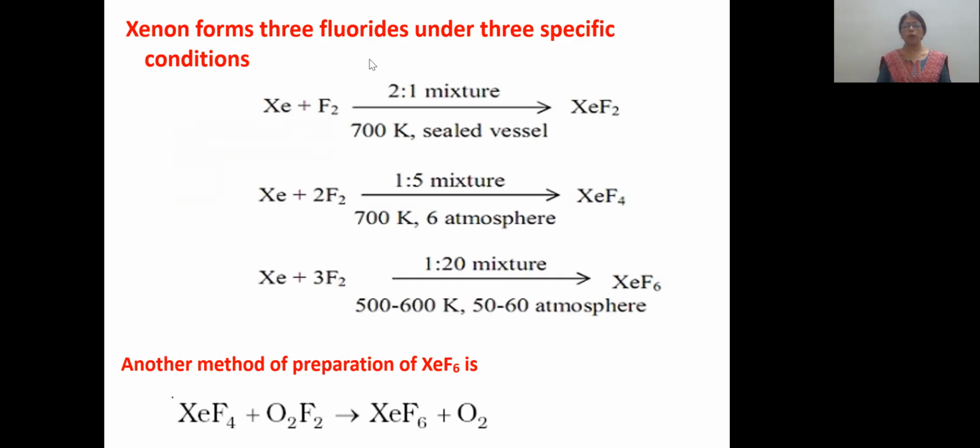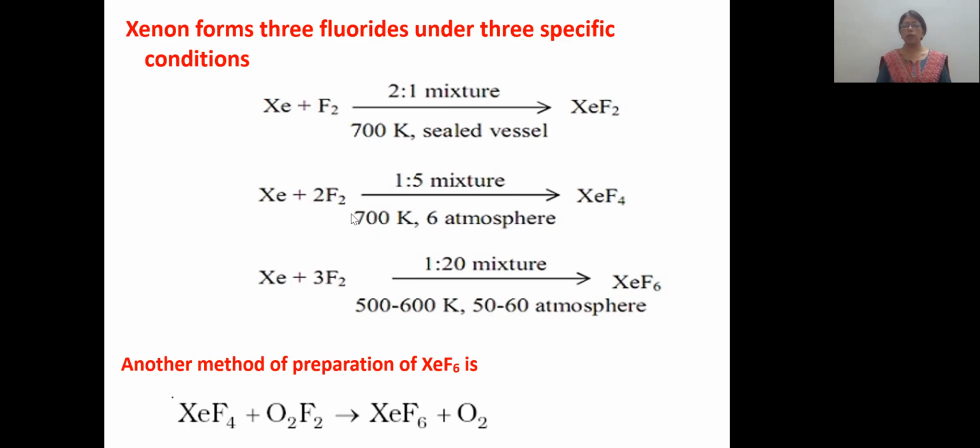Xenon forms three fluorides under three specific conditions: xenon difluoride, xenon tetrafluoride, and xenon hexafluoride. You just learn the balanced chemical equations and see on the arrow that every time the conditions are changed, and the ratio between xenon and fluorine is also changed. When xenon and fluorine in the ratio of 2 is to 1 are taken, temperature is maintained at 873 Kelvin in a sealed vessel, you get XeF2.